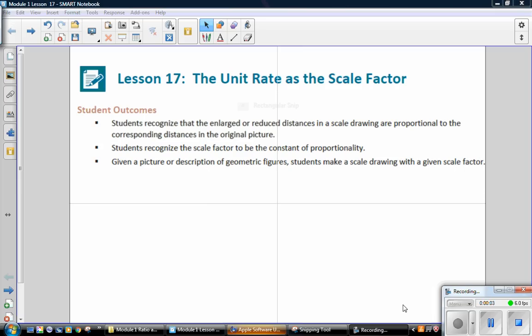This is Mrs. Zappia with Lesson 17, Module 1, the unit rate as the scale factor. Student outcomes for this lesson.